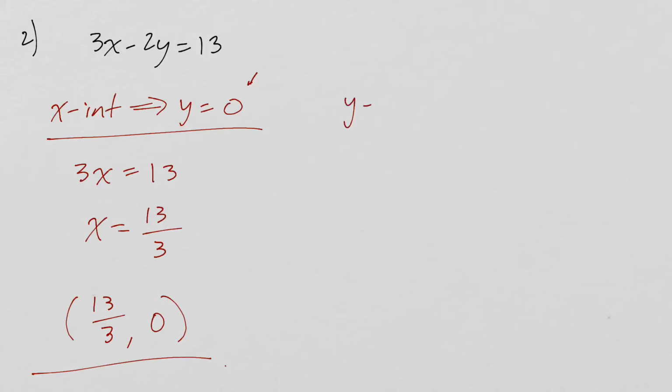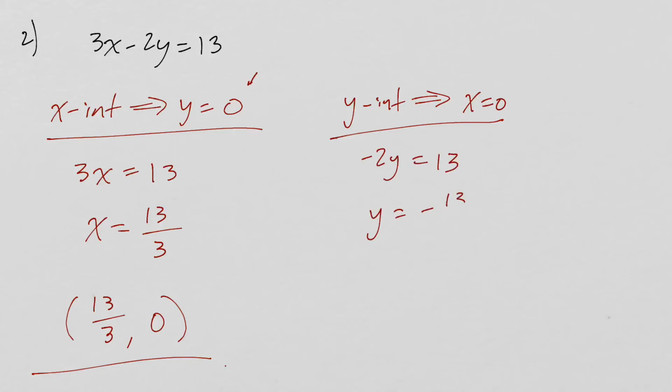To find the y-intercept, you set the x equal to 0, in which case you're going to have negative 2y is equal to 13, so y is equal to negative 13 over 2. And again, the x this time was 0, so our ordered pair is 0, negative 13 over 2.